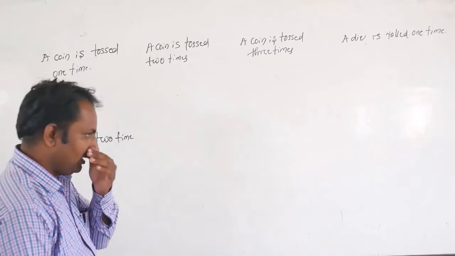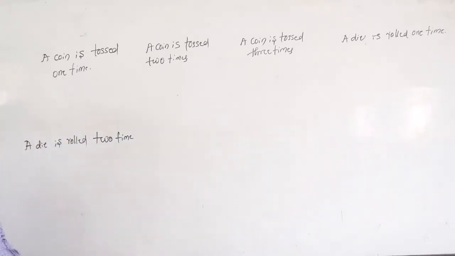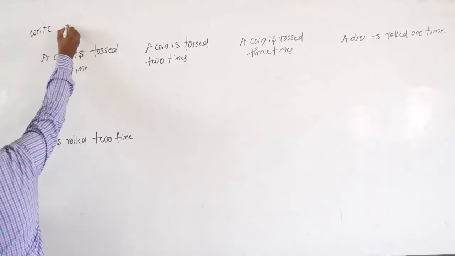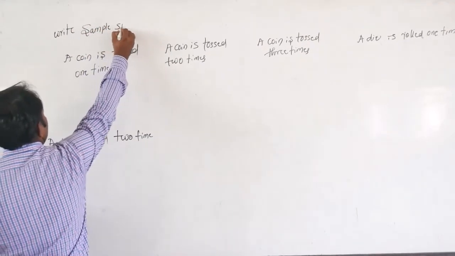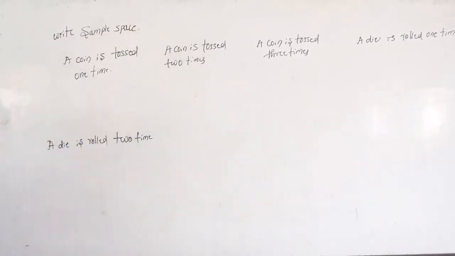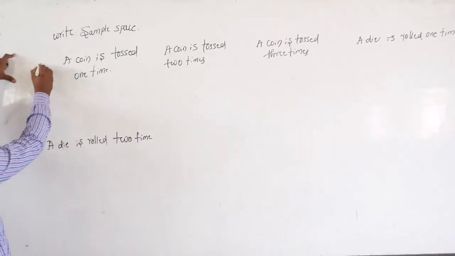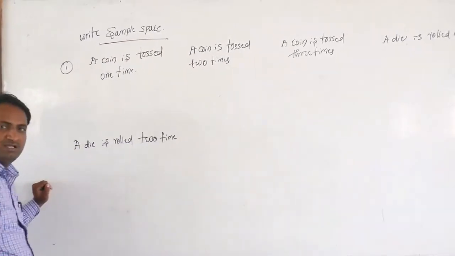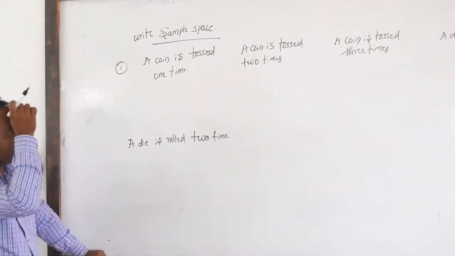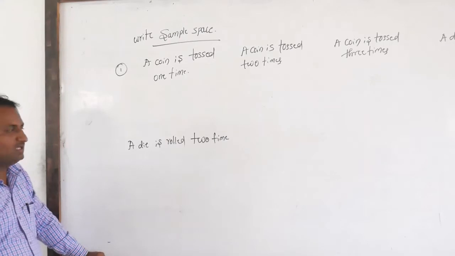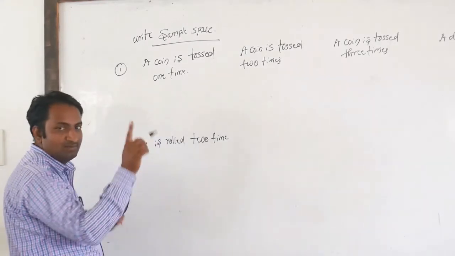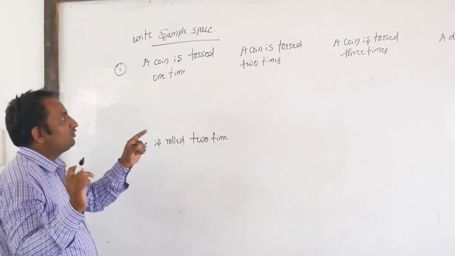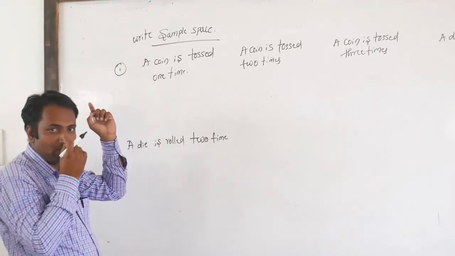Let us take examples for random experiment and sample space. Write the sample space for the following examples. The first one is very important. Sample space means the possible results of a random experiment, the possible outcomes of a random experiment. The set of all possible results of a random experiment is called the sample space.